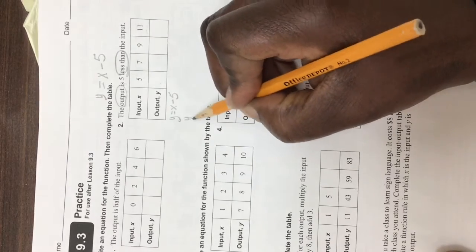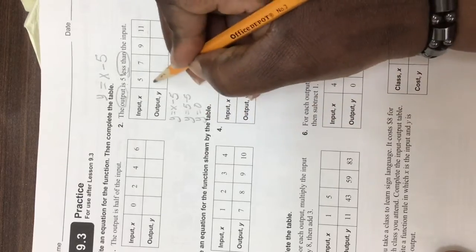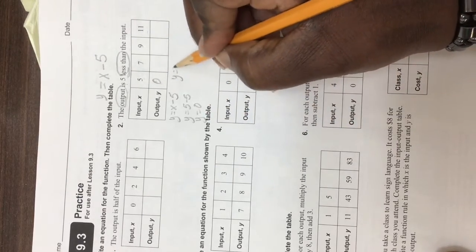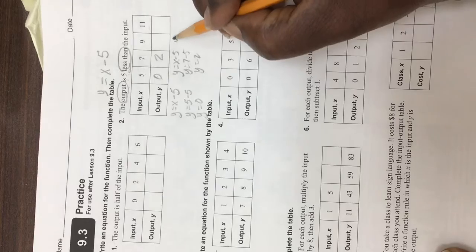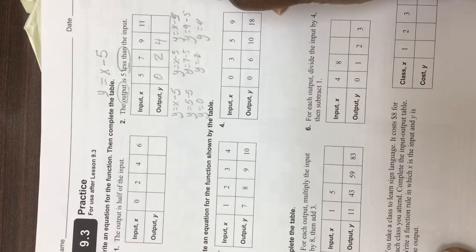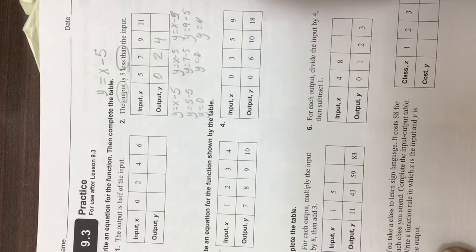When y is equal to 5 minus 5, y is equal to 0, that's there. Y is equal to x minus 5. When y is equal to 7 minus 5, y is equal to 2, that's there. When y is equal to 9 minus 5, y is equal to 4, that's there. And when y is equal to 11 minus 5, y is equal to 6, that is there.